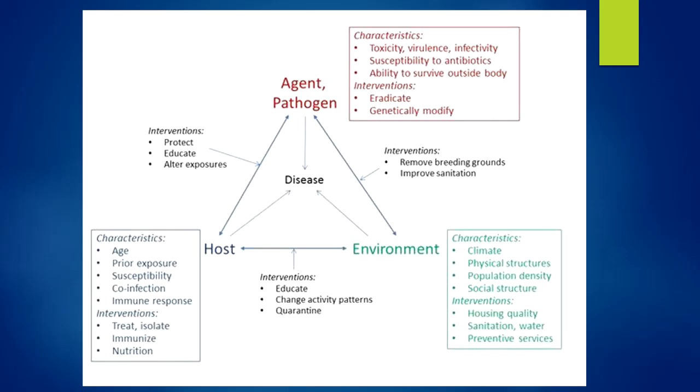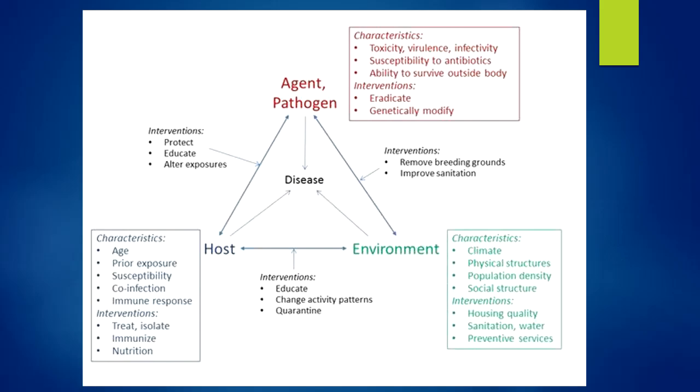So at the host level, that might be treating people or isolating people who are sick, providing immunizations, or trying to boost that nutritional status. In the environment arena, we could try to improve housing, make safer water, and provide preventive services. And then for agents, we could try to eradicate them, eliminate them from the environment, or genetically modify them in some way that makes them less likely to cause disease.